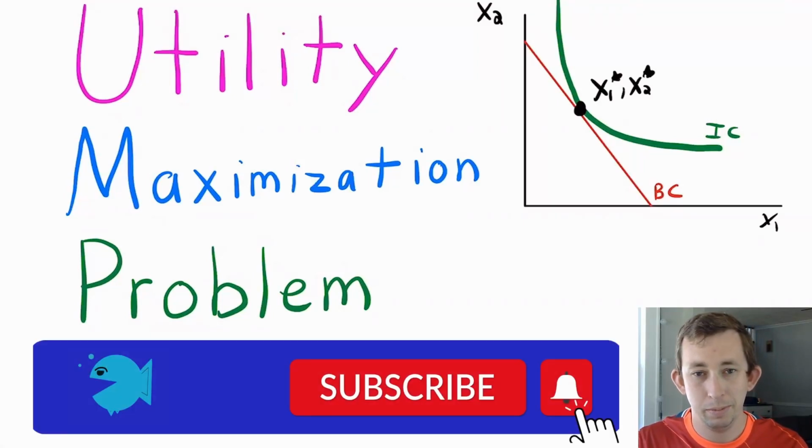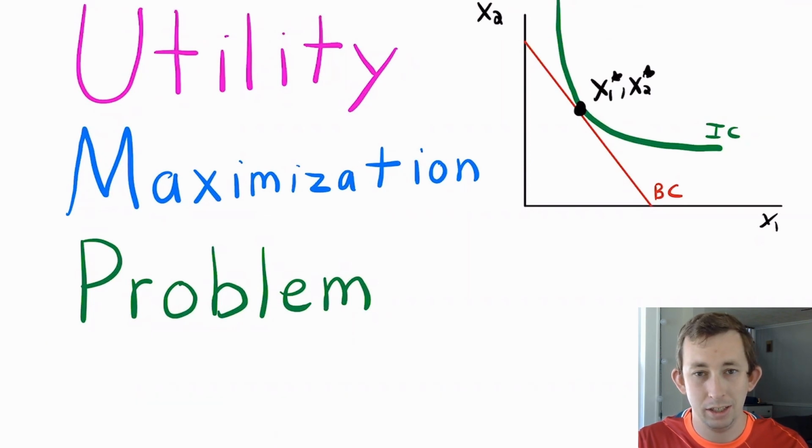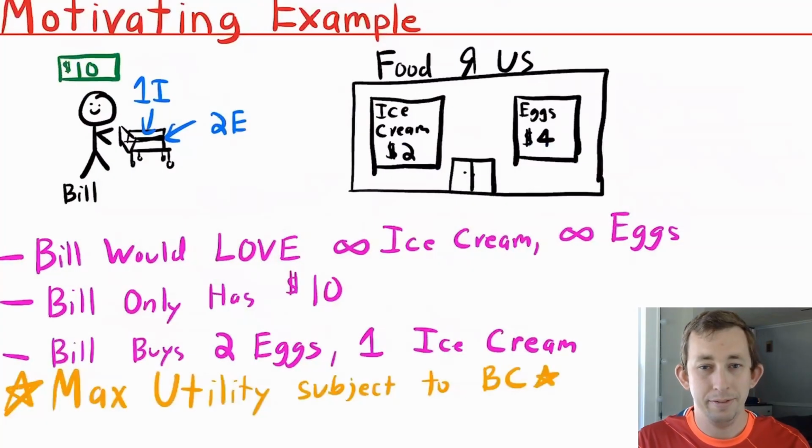Approximately a year ago, I did my first video on utility maximization problem. It was a 43-minute monster, so we're going to redo that in a way that's more helpful and more concise. And as usual, timestamps are below if you would like to jump around. Here is the motivating example for the utility maximization problem.